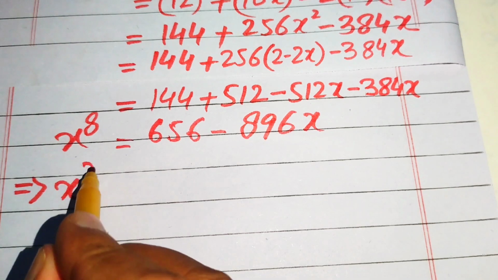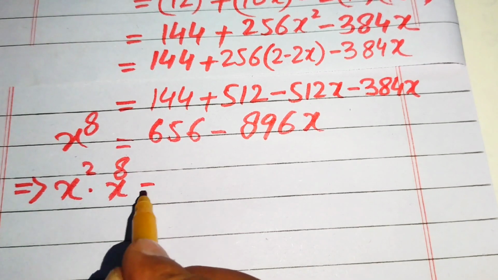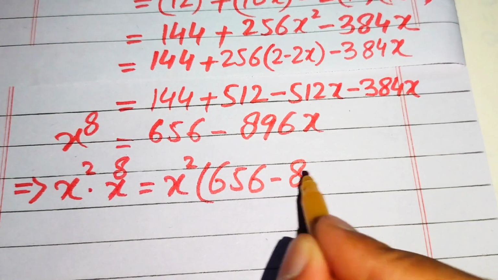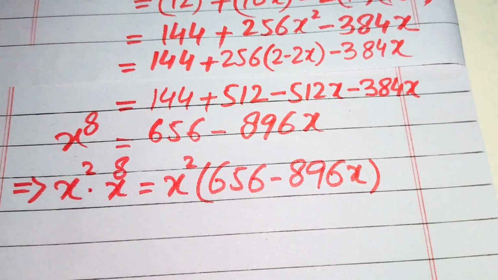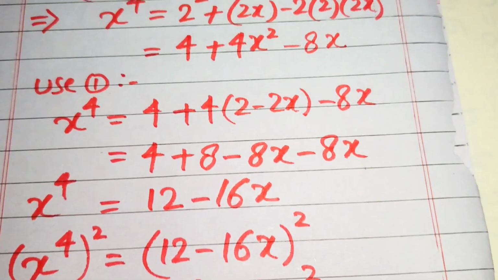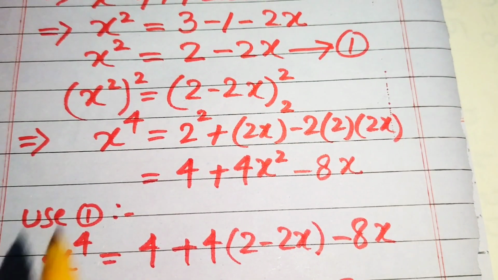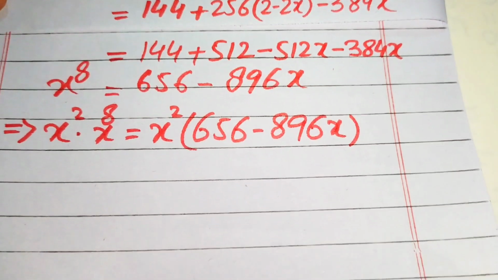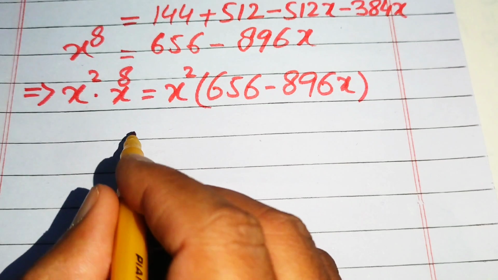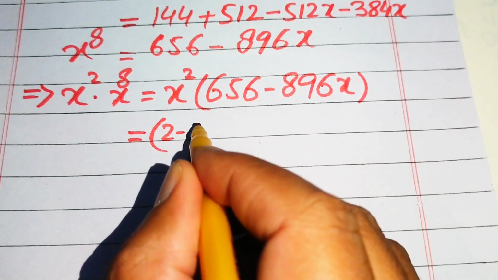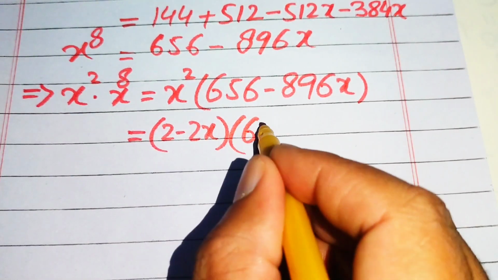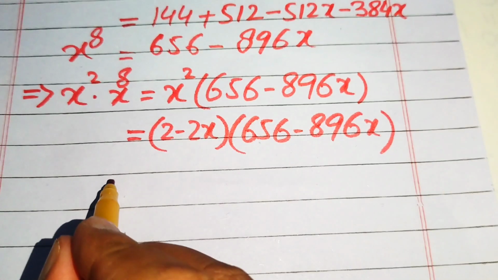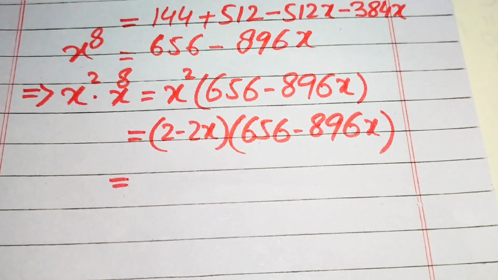So we multiply x squared into x to the power of 8 equals x squared into 656 minus 896x. Now we again substitute the value of x squared. Our x squared is equal to 2 minus 2x, so we substitute this value here. It is written as 2 minus 2x into 656 minus 896x. Now we multiply these two terms.